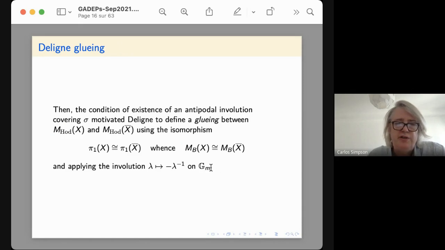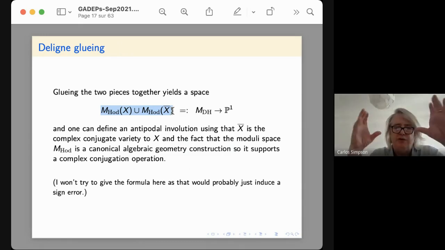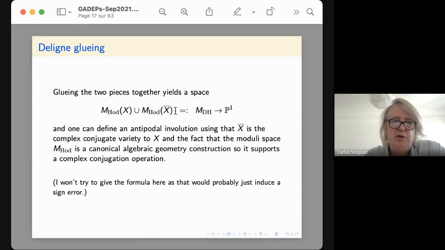So we have an involution on the G_m coordinate, and we apply this isomorphism on the first coordinate. That gives us a way of gluing together these two spaces over the glue. Remember, P1 is glued together by two different affine lines. So then we just glue together the fibrations over the inverse images of those two different affine spaces, and you get a moduli space, which I call M_DH for Deligne-Hitchin. This way we get a moduli space over P1.